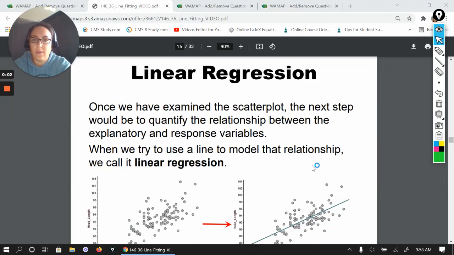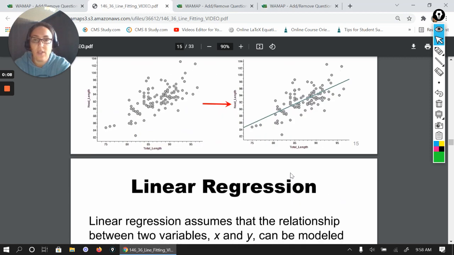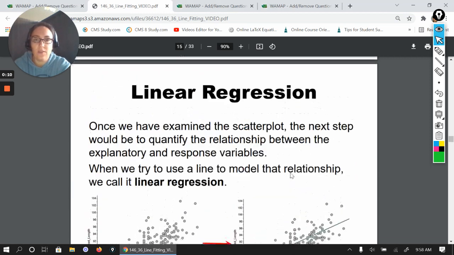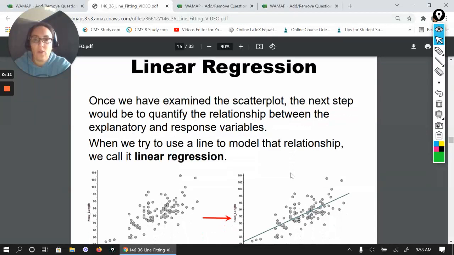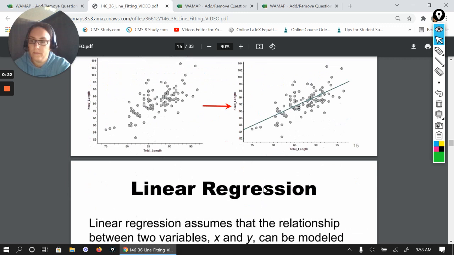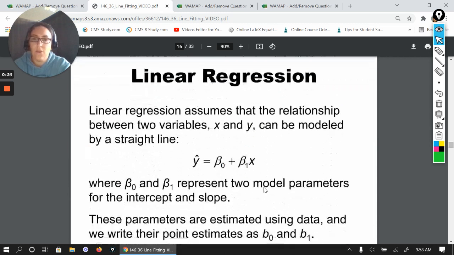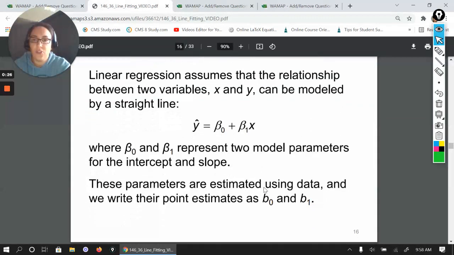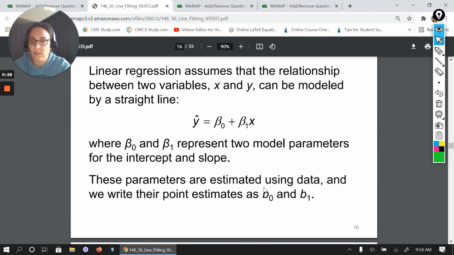Once we have examined the scatter plot, the next step would be to quantify the relationship between the explanatory and the response variables. So when we try to use a line to model that relationship, we call it a linear regression. Linear regression assumes that the relationship between two variables x and y can be modeled by a straight line.